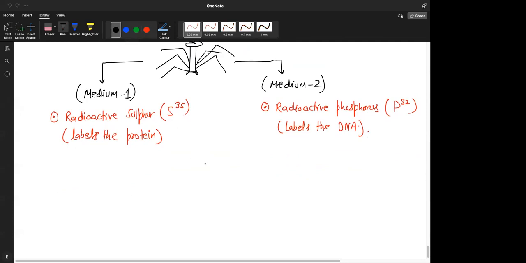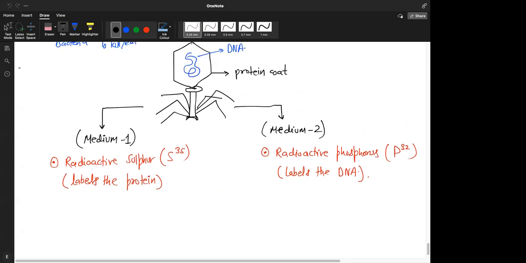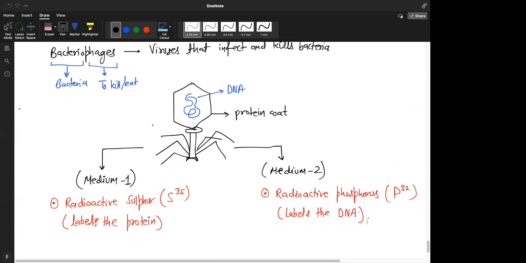And then they started with the 3 steps of their experiment. They first cultured, so write down, first thing, write down.